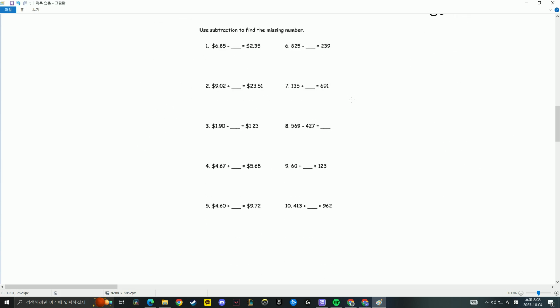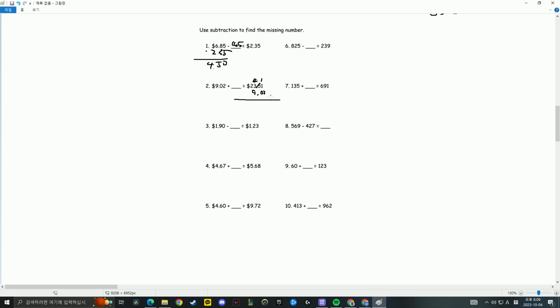Use subtraction to find the missing number. So 6.85 minus something is 2.35. So that gets smaller, so we're going to need to find what we subtract by. So what we're going to do is subtract 2.35. 0, 5, and that's 4. It's 4.5, and since we add and then it gets bigger, we're gonna subtract this way.